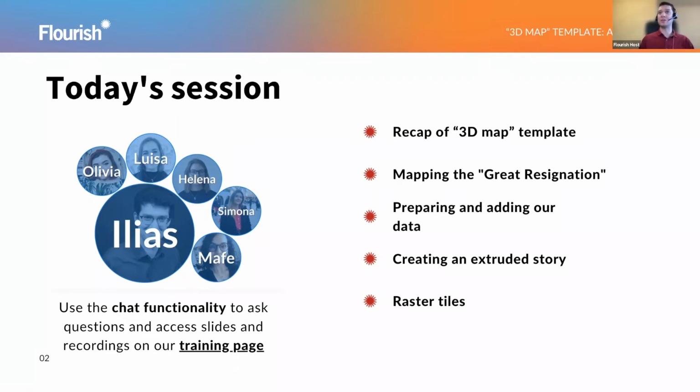Today's agenda will be a recap of the 3D map template, when we will move on and start visualizing the Great Resignation. If you've been following the news, you may have heard about this already. Then we will be preparing and adding the data that we want to visualize. After that, we will be using Extrusion, which is an advanced 3D map template feature. And also we will walk you quickly through how to use raster tiles, which is a different kind of base map. So let's get started.